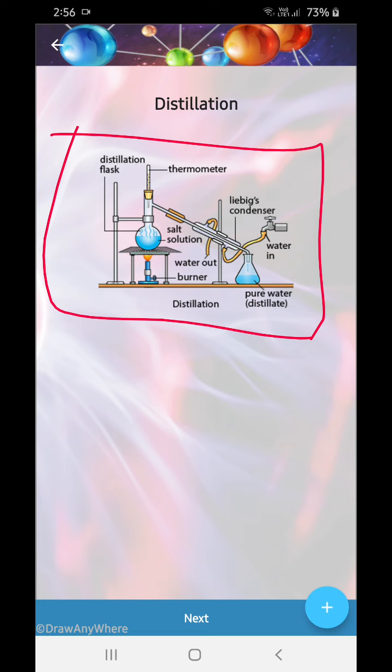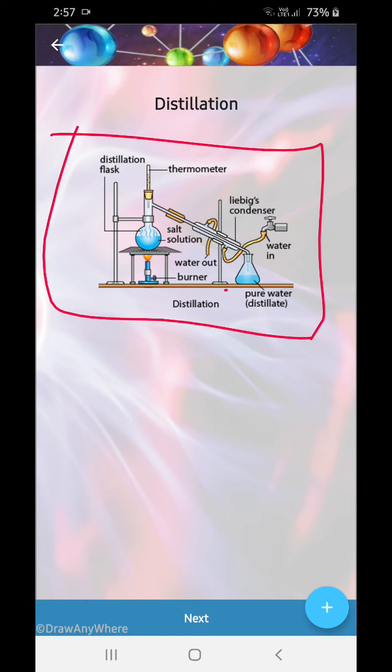Now, what does the condenser do? The condenser is cool, and so it condenses the water into liquid form again. In the condenser, you have the water out, that is the hot water going out, and the cold water coming in to regulate the temperature of the condenser. Next, there is a tap, and water is collected over here in a conical flask. So this is known as distillation.